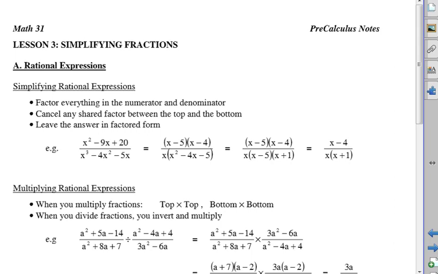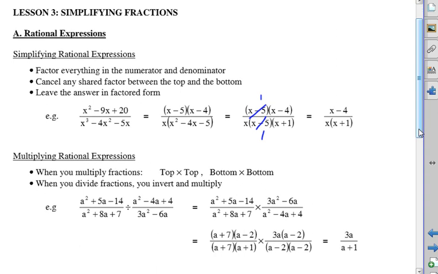Rational expressions. Okay, so do you remember this from last year where we had to factor first? Yeah. And then we cancel out, we reduce out. Yay, review. You did it this morning. Okay, so that's review.